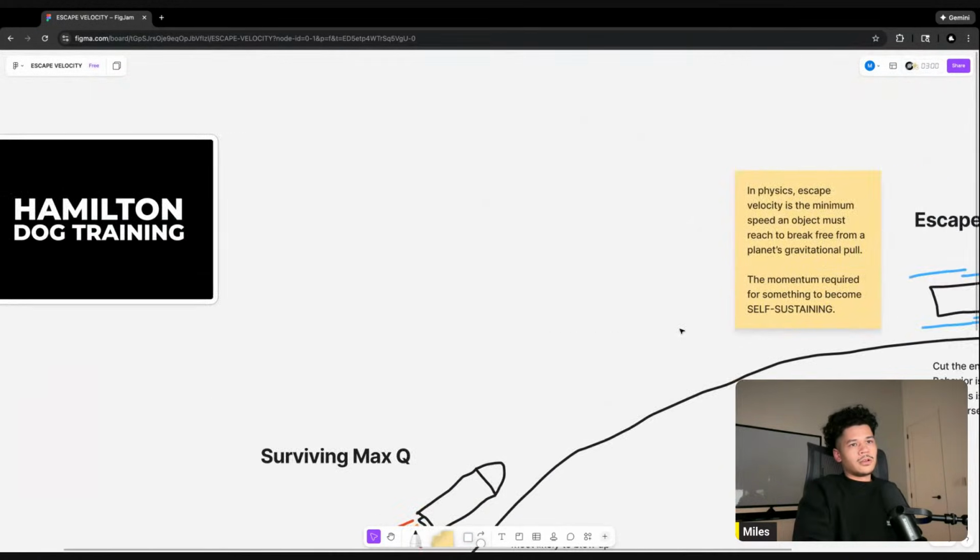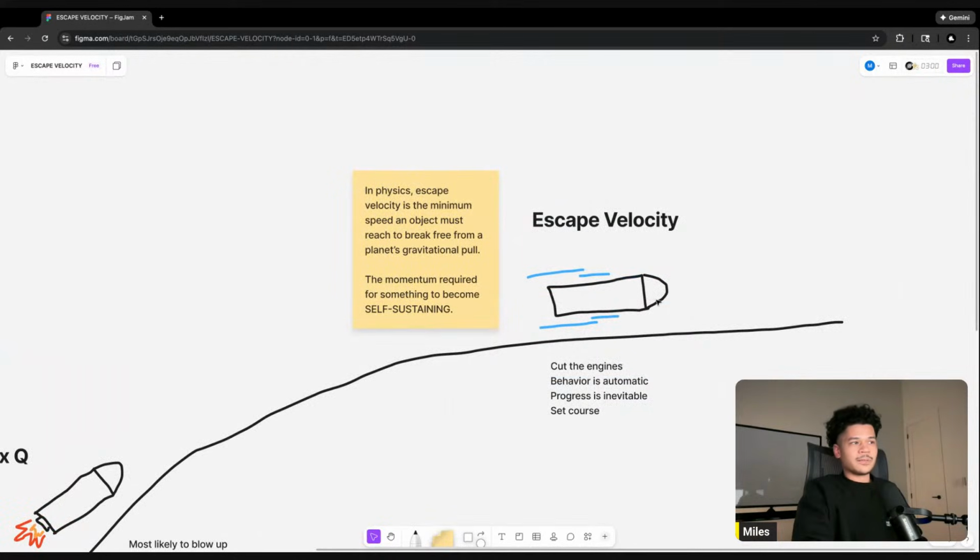All right. So escape velocity, the other principle, is again a principle from physics, and it's the minimum speed an object must reach to break free from a planet's gravitational pull. So for rockets, it's the minimum speed the rocket must be traveling to escape Earth's gravitational pull and escape out of the atmosphere, right? And so that is escape velocity. Now, again, you can use this as a metaphor and apply it to other areas of your life, right? For example, you can think about it as the momentum required for something to become self-sustaining.